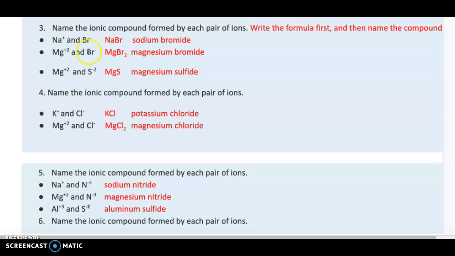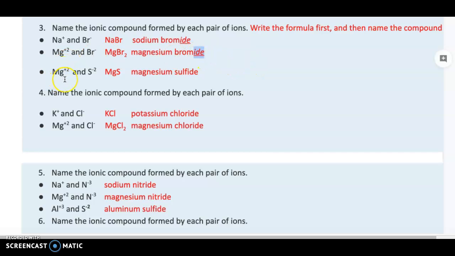This example has sodium and bromide. So this is the formula, and you just write the two names, sodium and not bromine, but bromide. The ine changes to ide. Over here we have magnesium and again bromide ion. So you just skip the word ions, put magnesium and bromide together, and write magnesium bromide, not bromine, bromide.